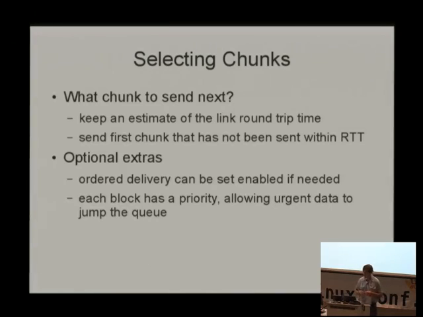Another aspect of it that's quite important is what chunk do you send next? My apologies for rushing here, low on time. We basically keep an estimate of the link round trip time, just estimated from the packets that have got through. And then we send the first chunk in any block that is in the queue that has not been sent within the last round, within the estimate of the round trip time of the link. So that means we have multiple files in flight at any one time.